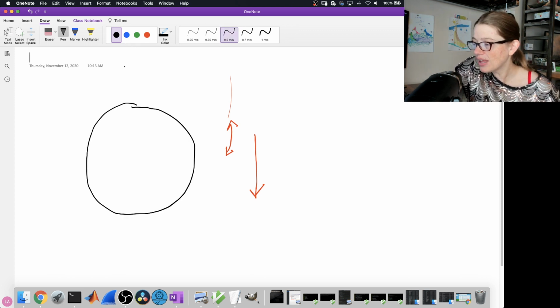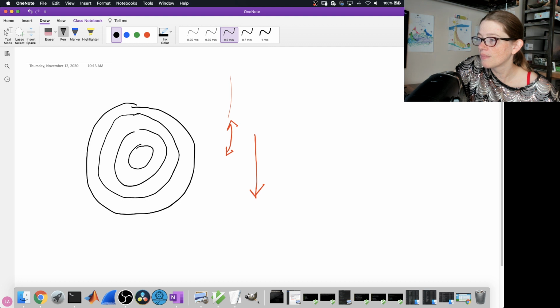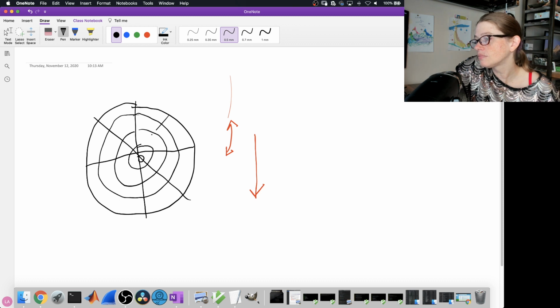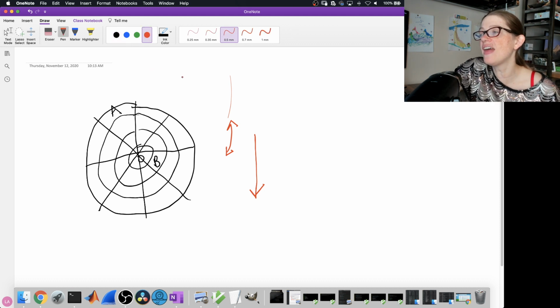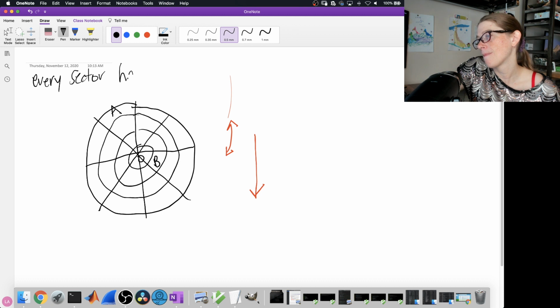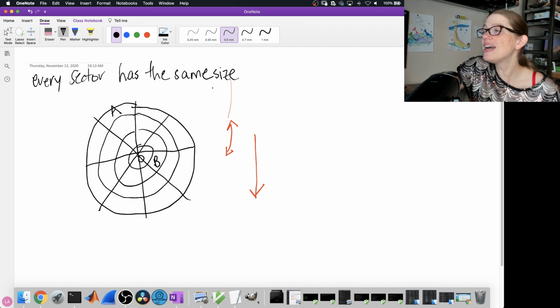So here we go. Here's our disk. And we've got a bunch of tracks. And then effectively what we've done is we've cut it like a pizza. And even though physically each sector A and sector B here are physically different sizes, we are going to say that every sector has the same size. And by size, we mean capacity.